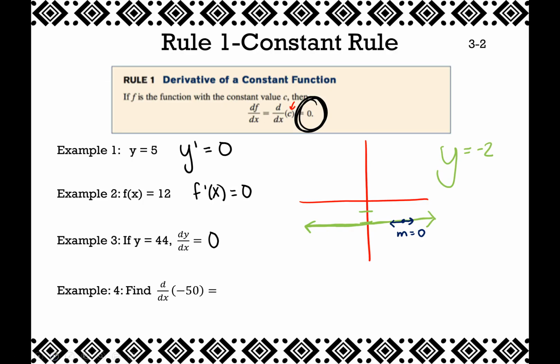Well, what is the derivative of negative 50? Again, that's going to be 0. So the constant rule is that the derivative of any constant is 0.